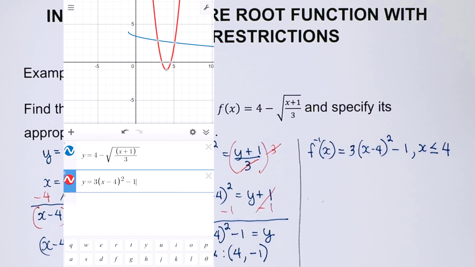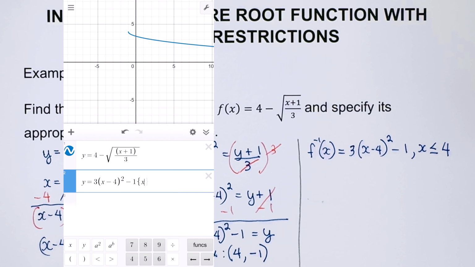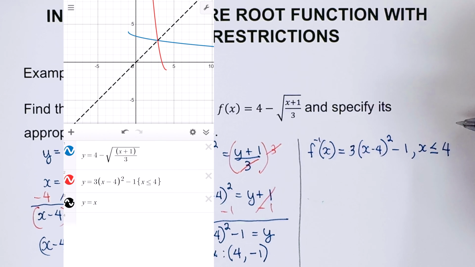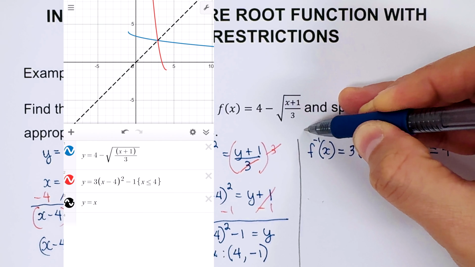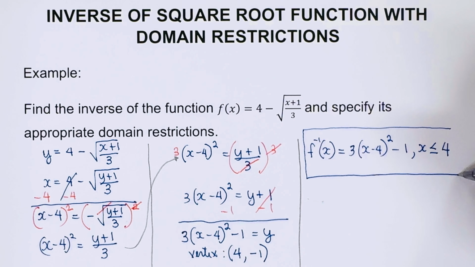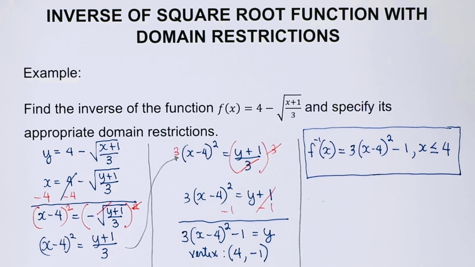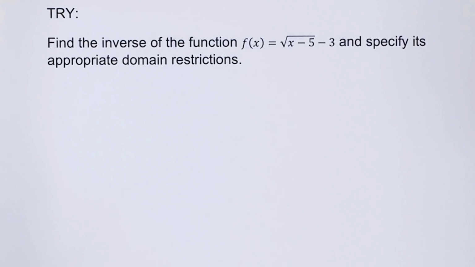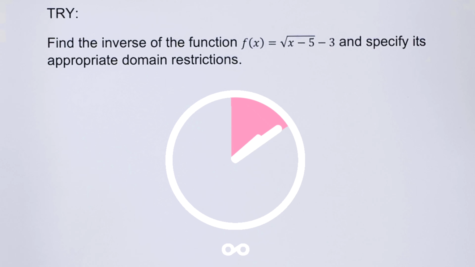Now let's sketch this graph. If you notice, both the graph of the function and its inverse are symmetric already with respect to the line of symmetry y equals x. So this is the restricted inverse of this function that we have up there. Now let's have another example. At this time, I would encourage you to pause this video and try this problem out on your own. And when you're done, unpause it and check your answer.